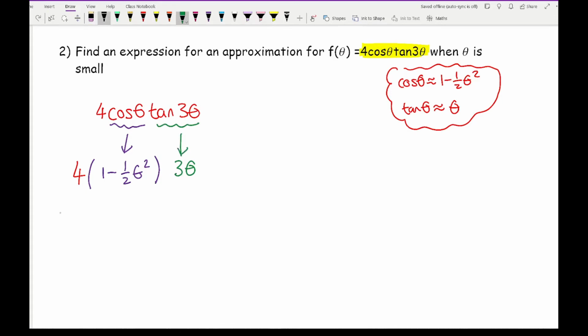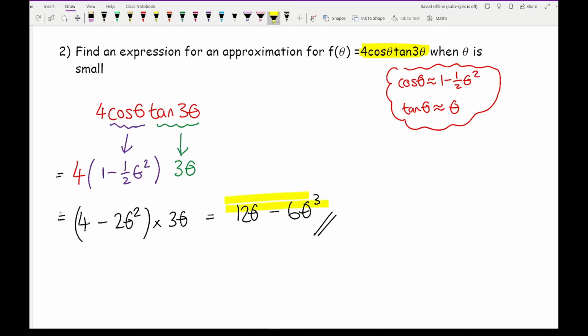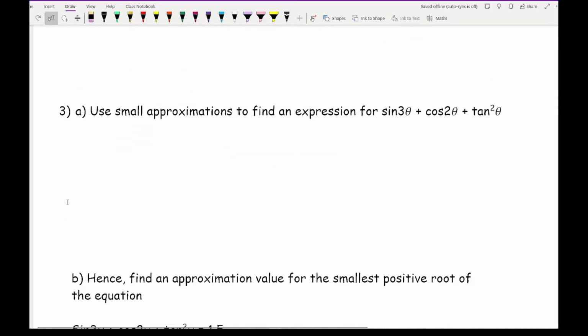So the next thing I then need to do is just simply expand the brackets out. So I've got 4 minus 2 theta squared, and that's all multiplied by 3 theta, which gives me 12 theta minus 6 theta cubed. And there is my final answer. So this is the expression for the small approximation of 4 cos theta tan 3 theta. Let's have a look at our next question.